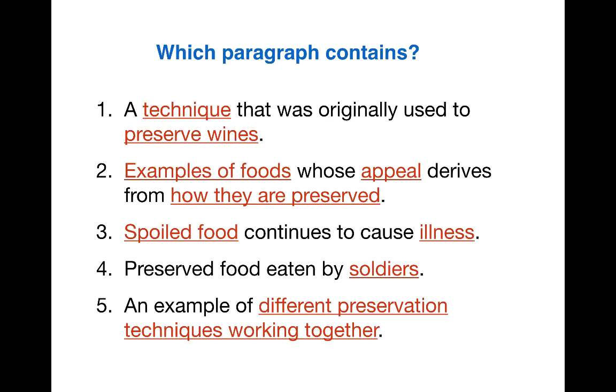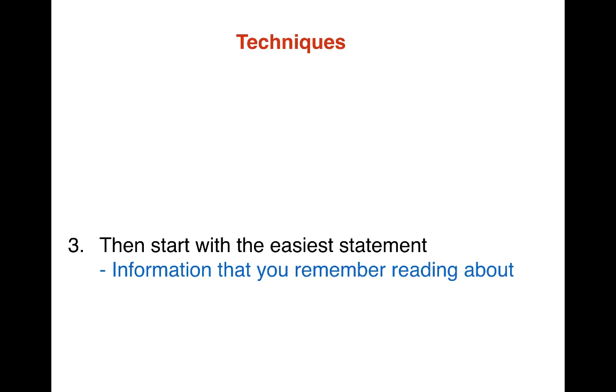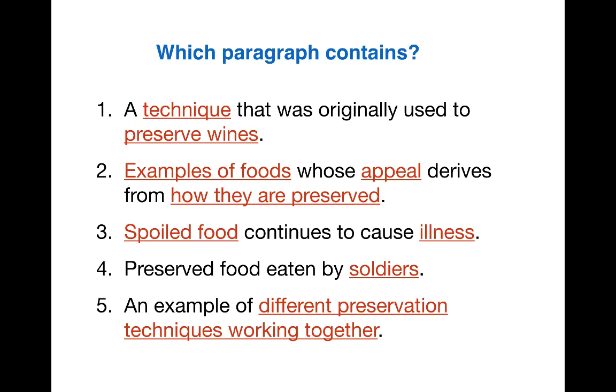Now that we've underlined the keywords in all 5 question statements, we can move on to technique number 3, then start with the easiest statement. And remember, the easiest statement will be the one that contains information that you remember reading about. Did you remember reading about any of those keywords that we saw in our list of statements? Well, let's check. Here are the statements again with keywords underlined. Do you remember any of those words from what we read in paragraphs B, C, D and E? Well, when I did this exercise, I remembered 2 of these. I can get 2 of these answers from memory.